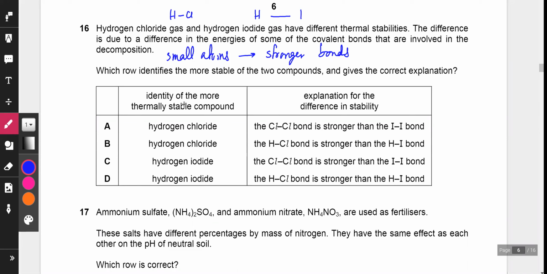So which one is more stable? HCl is going to be more stable. So it's going to be A or B. And the explanation for the difference in stability is that the HCl bond is stronger than the HI bond. So it's going to be B.